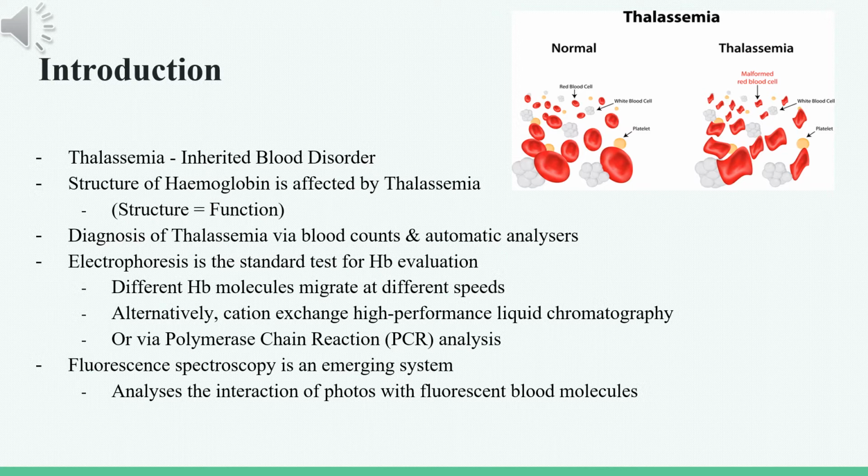Spectral diagnosis using fluorescent spectroscopy is based on interaction of photons with fluorescent blood biomolecules, which is a newly evolving technique for the detection, diagnosis, and monitoring of diseases such as different types of cancers, sickle cell anemia, and of course, thalassemia.